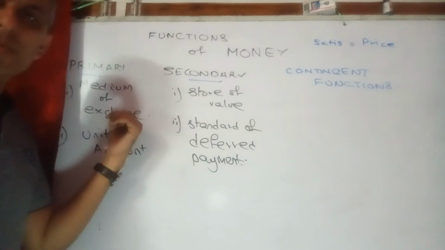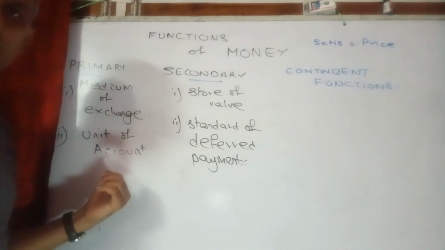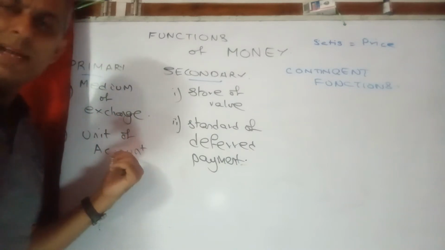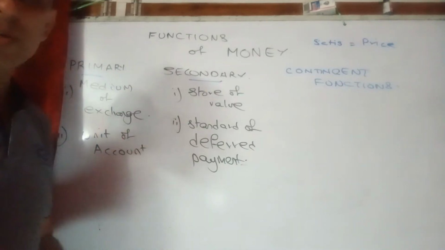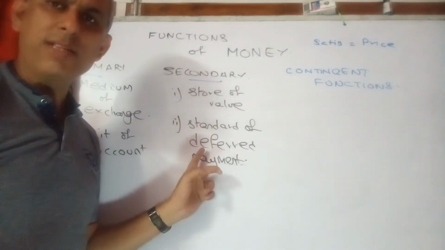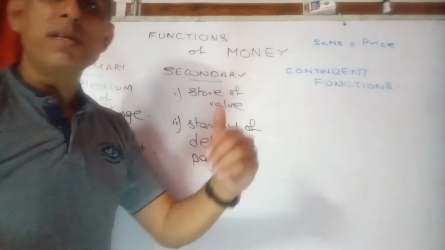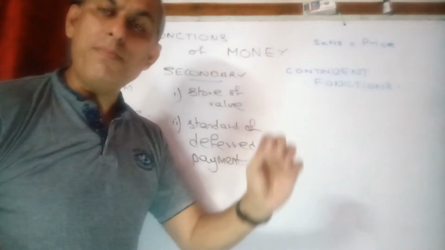Medium of exchange is the first one. It removes lack of double coincidence, recall it. Second one is unit of account. It helps in comparison of each product through a common unit. Secondary function, store of value. And the last one, fourth one being standard of deferred payment. Clear? Now, let me recall with you all some more functions.